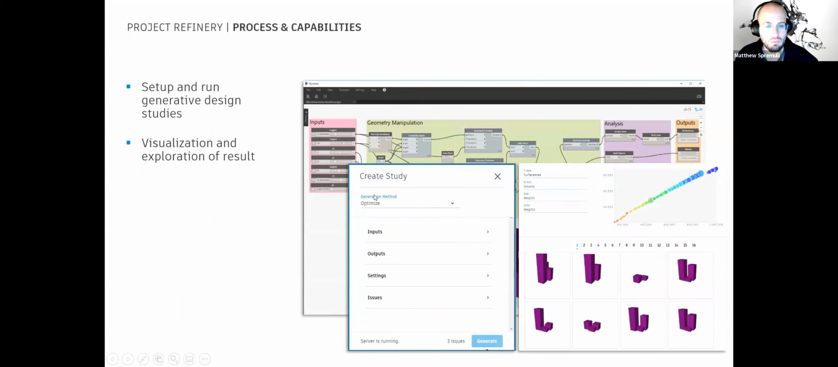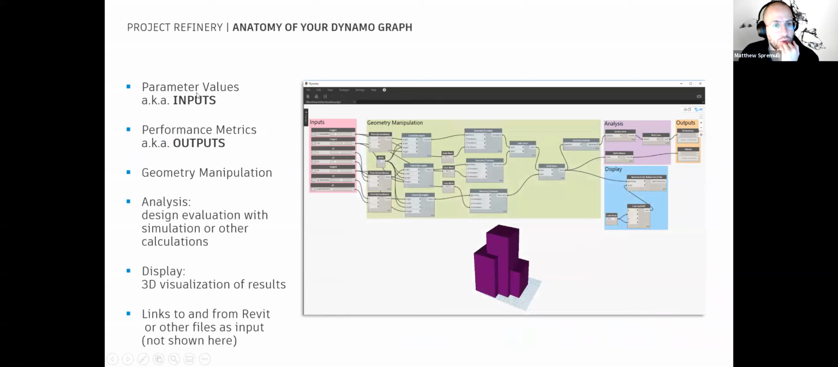And Dynamo will treat Refinery like a stand-alone. So the Refinery window will pop up on top of your Dynamo window, and it will say, great, you want to create a generative design study? Tell me, what are the inputs? What are your outputs? Are there any global settings? And there's an issue log for you. So your parameter values are your inputs, your performance metrics are your outputs. Everything else is fairly straightforward.